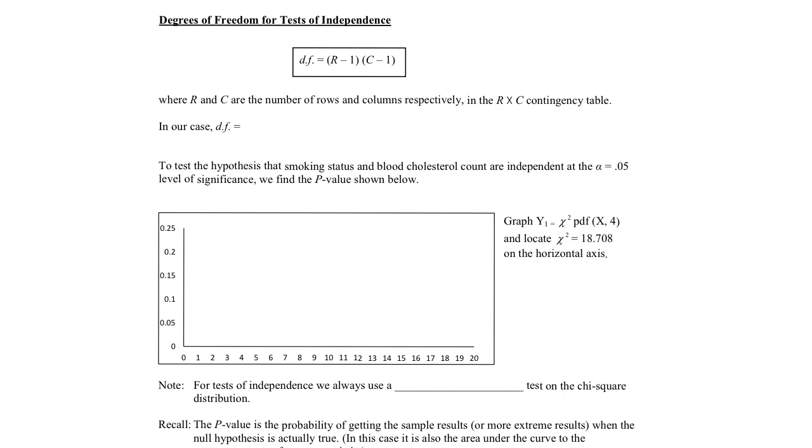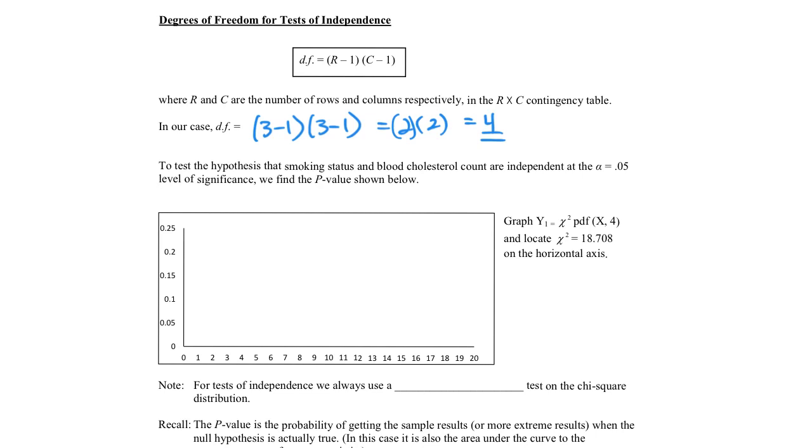So in our case, we've got number of rows and number of columns. Remember, our table was a 3x3 table. We had 3 rows and 3 columns. So degrees of freedom will be 3 minus 1 times 3 minus 1, which, of course, is 2 times 2, which is 4 degrees of freedom. 3 minus 1 is 2, 3 minus 1 is 2, so we have 2 times 2, or 4 degrees of freedom.